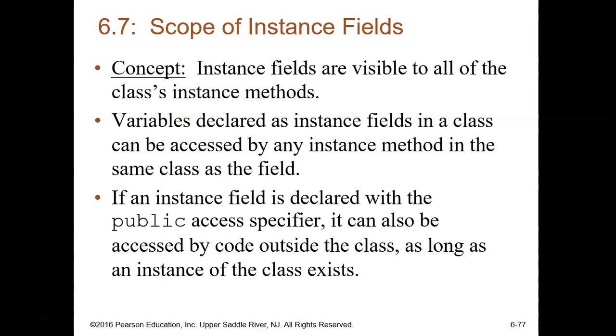Now, if you have an instance field or an instance variable that is declared with the public access specifier instead of making it private, it can be seen from code that is outside the class in a different program, like a client program or a runner program, as long as you have created an instance of that class. Now, again, like I said, most of the time we always make our instance variables private so that they cannot be seen outside of that class. They can only be seen by the instance methods within that class. But sometimes there are cases where it's necessary to make a private instance variable public.